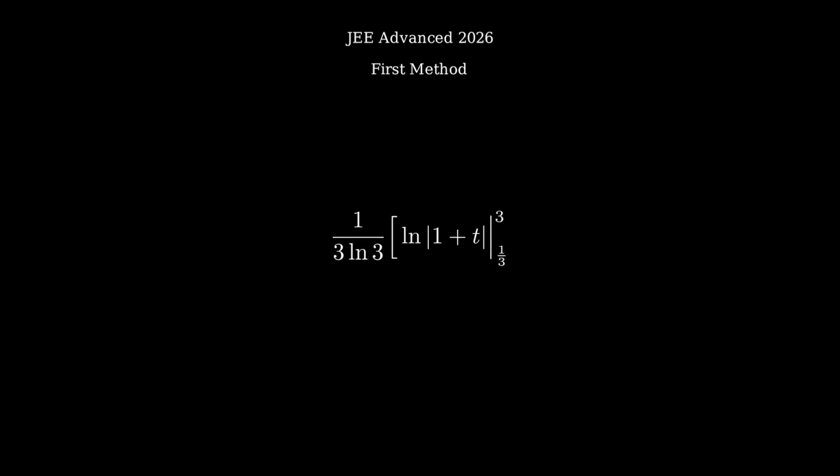Now take the 1 by 3 ln 3 outside the integral, and after integrating we get the natural log of 1 plus t, and the limits are from 1 by 3 to 3. Now after putting the limits and simplifying, we get 1 by 3 ln 3 multiplied by ln 4 by 3. So here, applying the property of logarithms, we get 1 by 3 ln 3 multiplied by ln 3, so the ln 3 and the ln 3 cancel out, and we are just left with 1 upon 3 as our final answer for the first method.